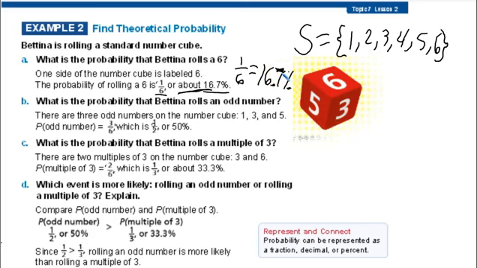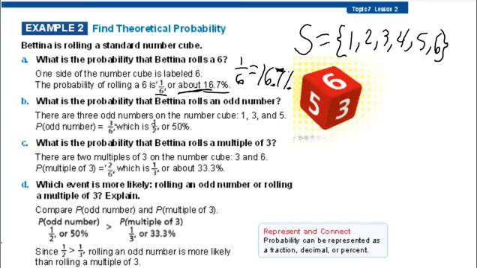All right. What is the probability that Bettina rolls an odd number? Hopefully everybody knows what an odd number is, but if you do not, it's anything that is not divisible by 2. So if we think about it, we've got 1, 3, 5, 7, 9, 11, 13. So those are all the odd numbers and so on and so forth.